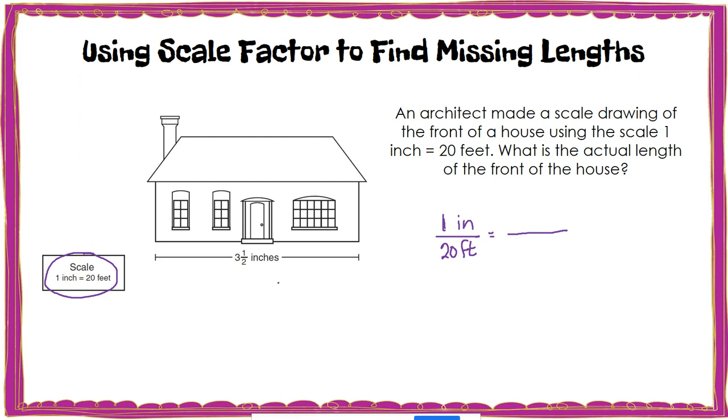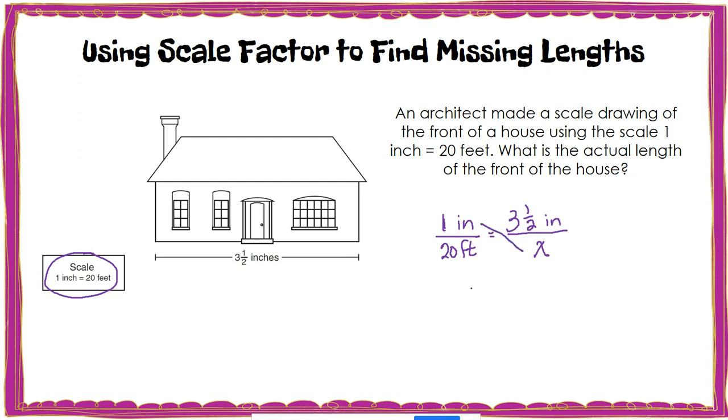Then, to find the length of the house, I'm going to plug in what I know about the length of the scale drawing. I know that the length of the scale drawing is 3.5 inches. So, since inches were in my numerator here, I'm putting inches in my numerator here. What I don't know is feet, the actual length in feet of the house. To solve this, I'm just going to cross multiply.